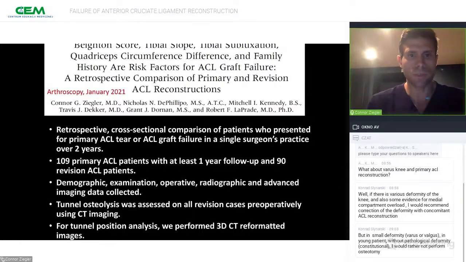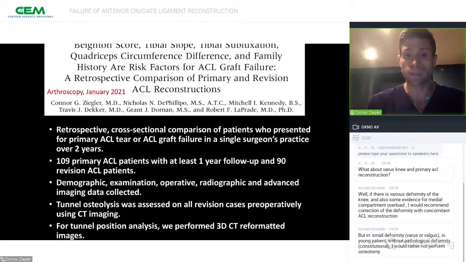So this was a retrospective cross-sectional comparison of patients who had presented for primary ACL tear or ACL graft failure in a single surgeon's practice over a 2-year period. There were 109 primary ACL patients with at least 1 year follow-up and 90 revision ACL patients. We collected all the demographic, examination, operative, radiographic, and advanced imaging data on all patients.